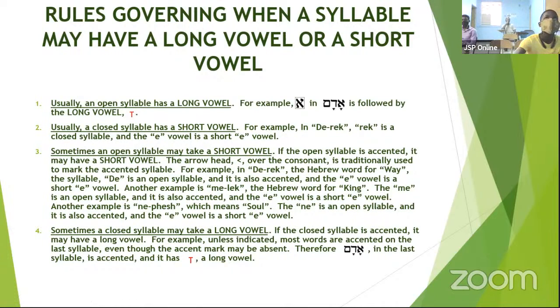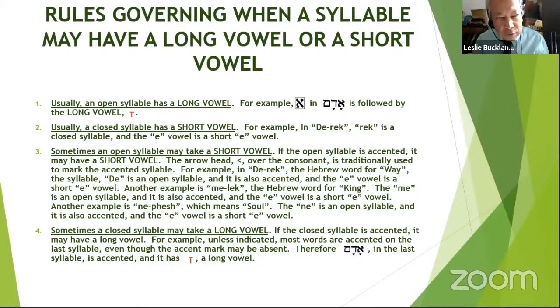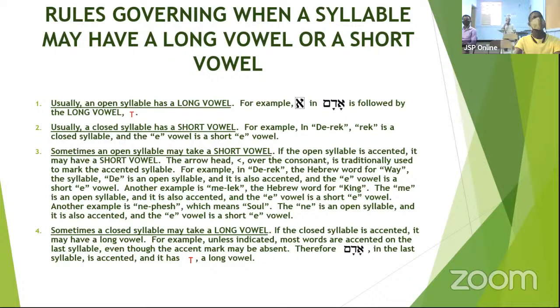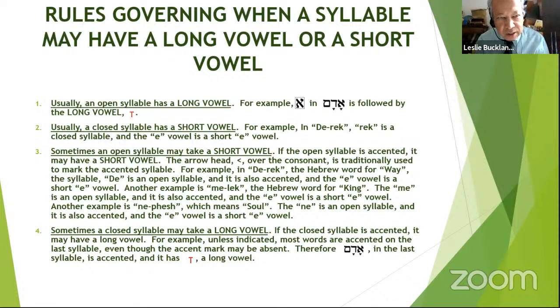A closed syllable begins with a consonant followed by a vowel and ends with a consonant. So you have C, V, C. Yes, consonant followed by vowel followed by another consonant. That is a closed syllable. Generally, a closed syllable has a short vowel.